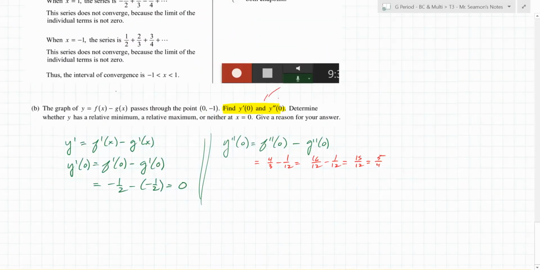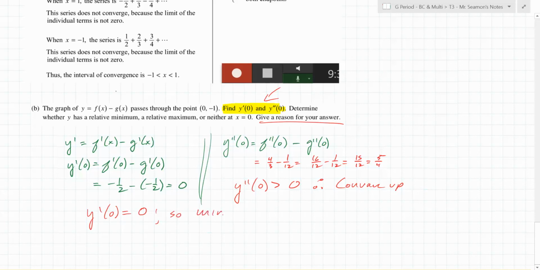So we're not done yet, though, because what does it ask us? It says find these two things, determine if y has a relative minimum or relative maximum or neither. What is it? A relative max. It's a relative what? Max or min? Max. Why? Because y double prime of 0 is greater than 0, which means what? y prime of 0 is increasing. No. What does it mean for the second derivative to be positive? Concave up. And because y prime of 0 is 0, what does that mean is happening there? So it's a min or max?